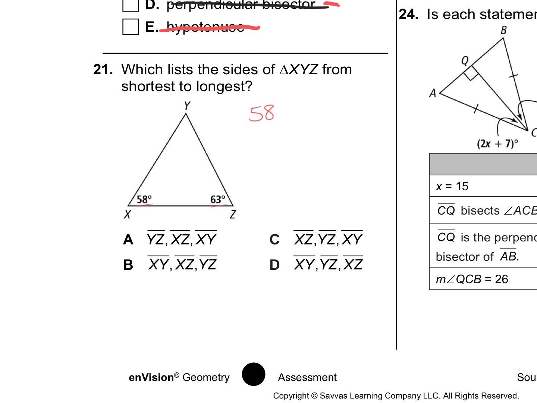So I take 58 plus 63, which is 121. And then what do I do with 121? 180 minus 121 is 59. Now do I have enough information? Yes. What is my smallest angle? 58. That angle is across from YZ. Do you agree that A is my only option? Yes.